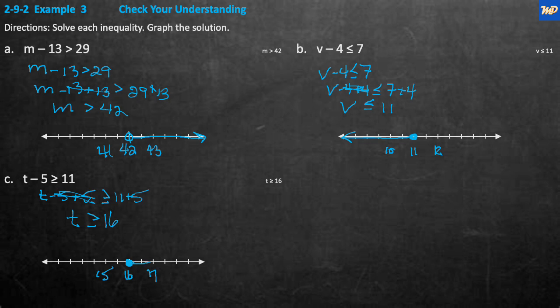So that means t is everything that's greater than the 16. Okay? Good.